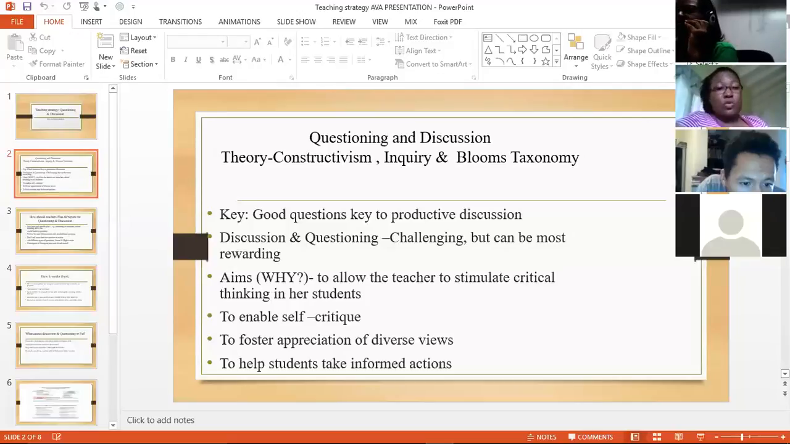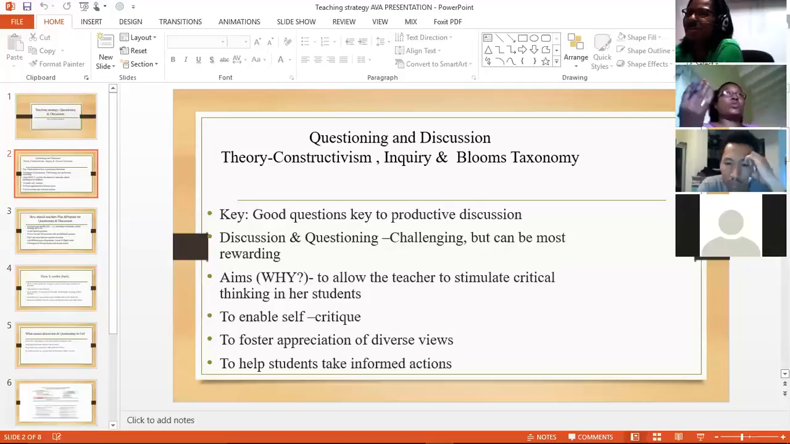Now, why is it that we want to use this in our classroom? The first thing we want is to allow the teacher to stimulate critical thinking in her students. You want to start with stimulation, so you ask, why? What's the reason for that? The students must be able to think critically. That's the first thing you want them to be able to do.